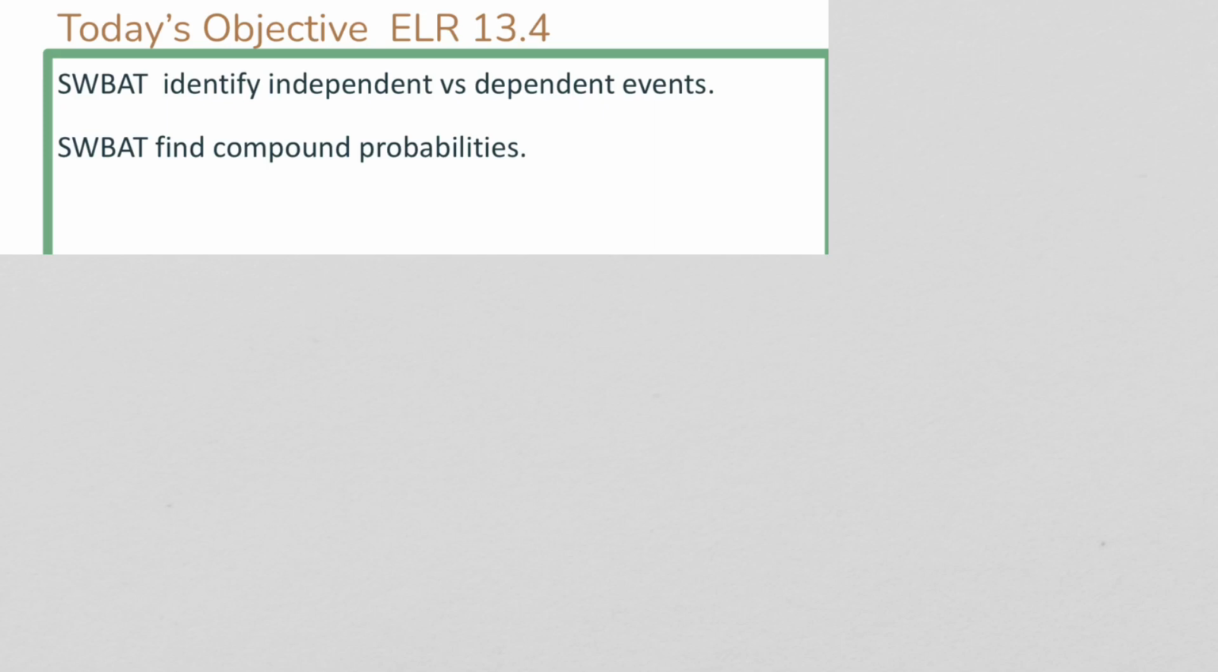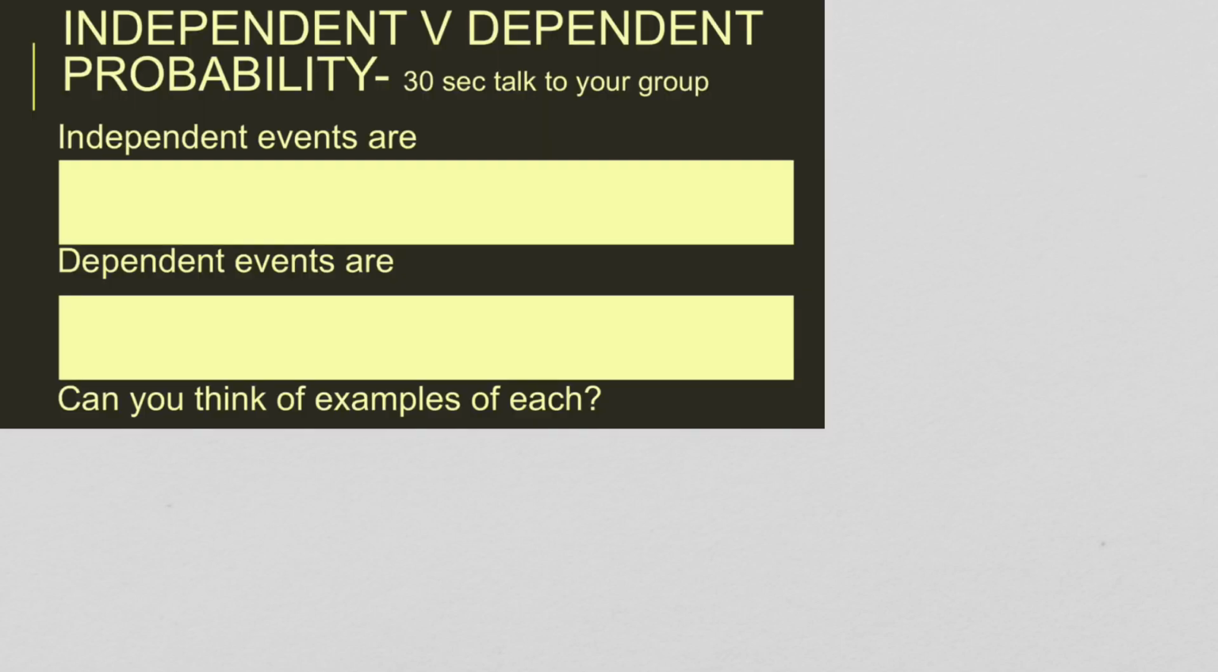Okay, so today's objective is that students will be able to identify independent versus dependent events. What are the differences between those things? And then they will be able to find compound probabilities dealing with what we're talking about in the sentence. So let's talk about independent versus dependent probability. If we were in class, I would have you talk with your group. What is the difference between an independent and a dependent event? And can you think of an example for each of them?